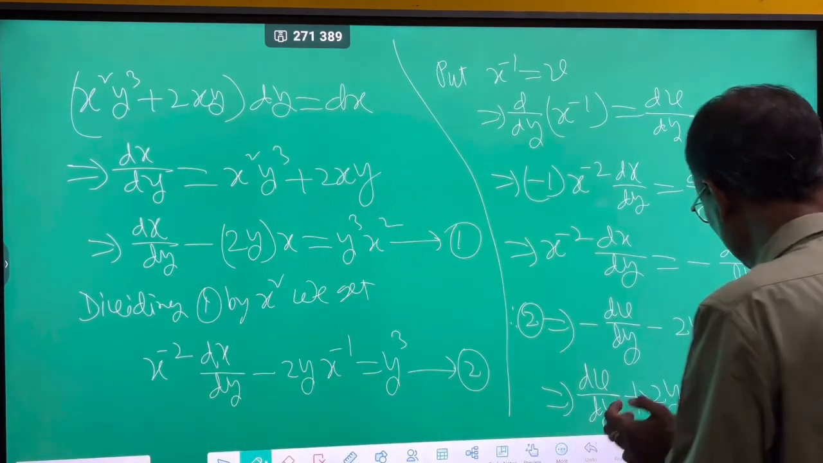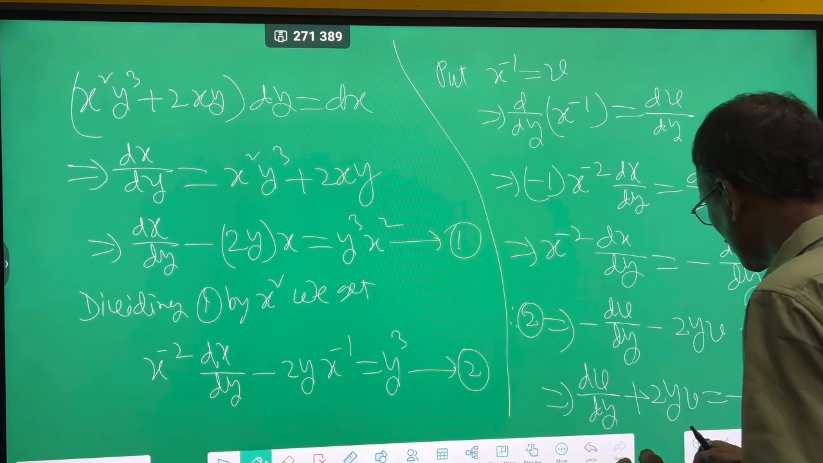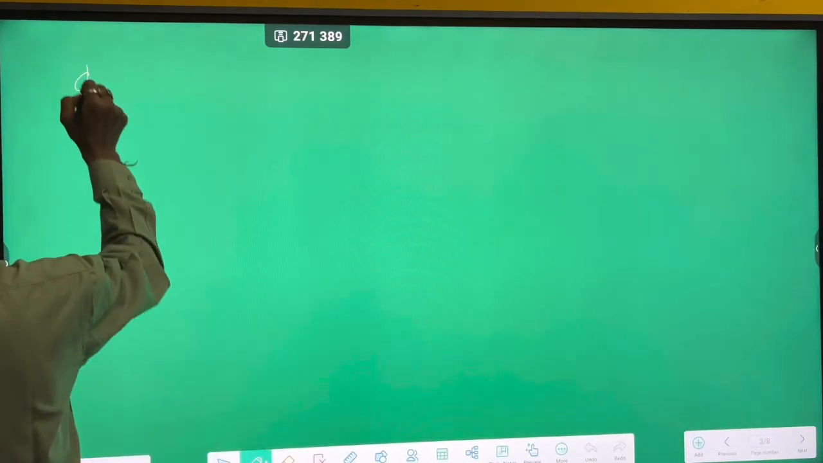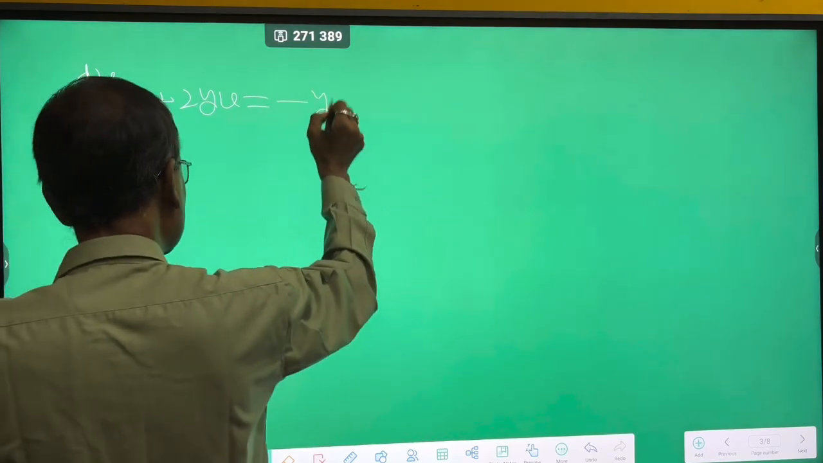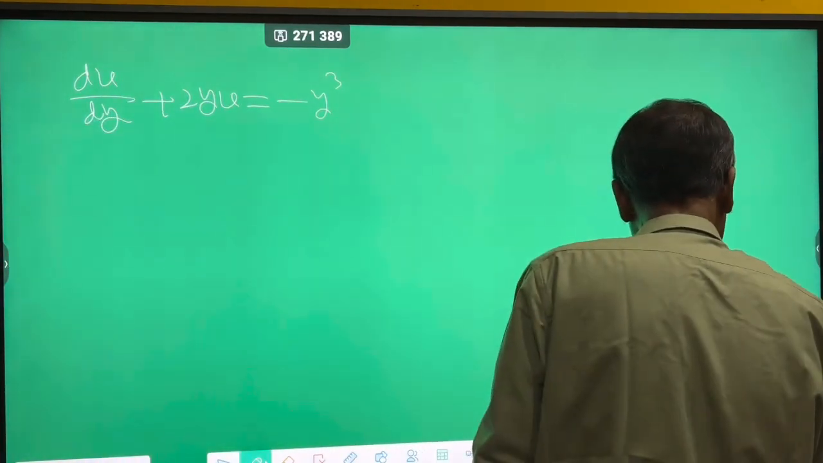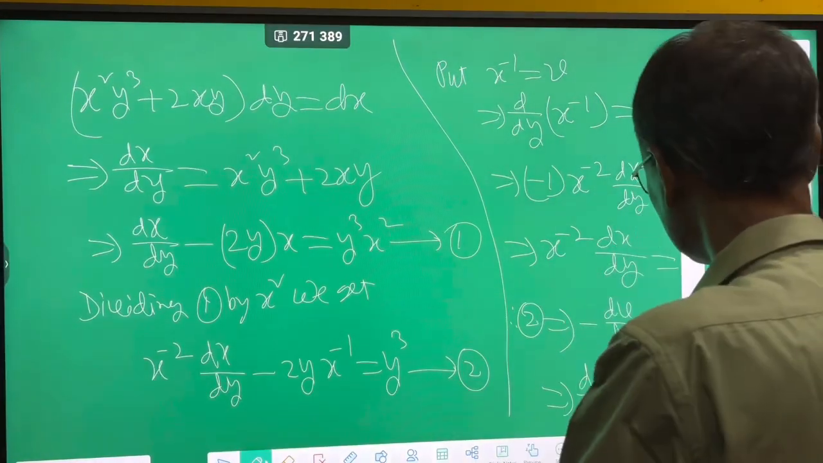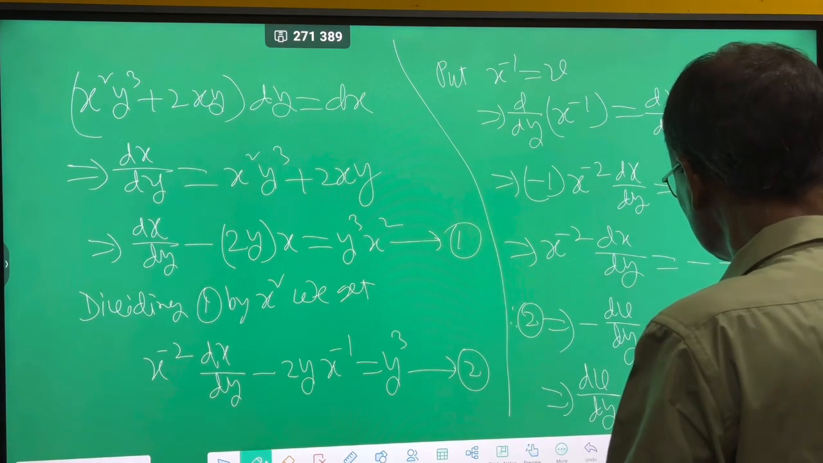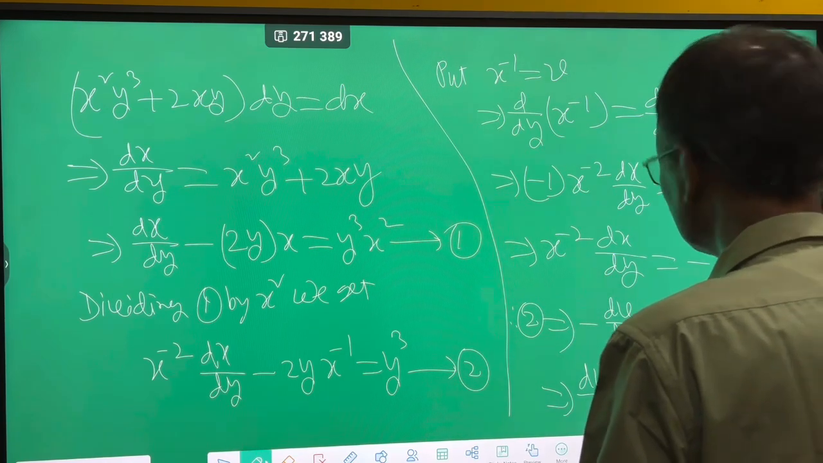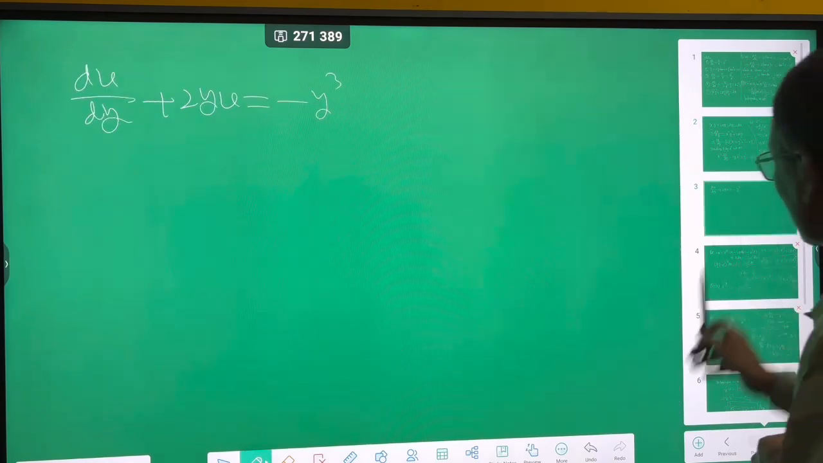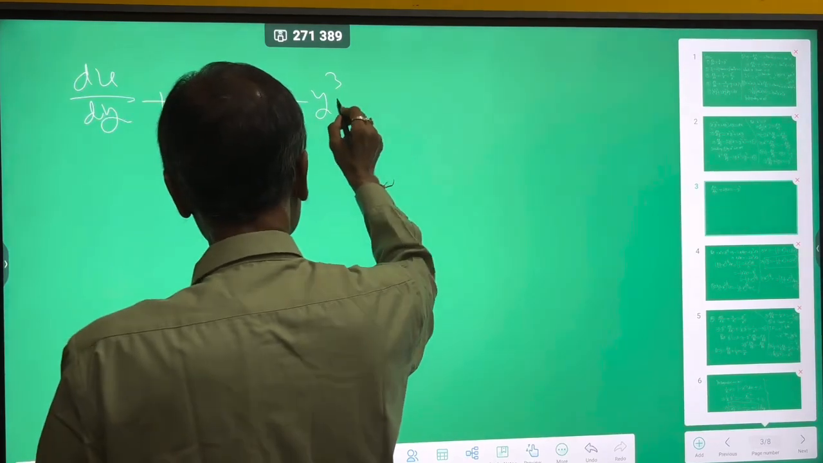dv by dy plus twice yv equal to minus y cube. Let me write in the next page. dv by dy plus twice yv equal to minus y cube. Now, it is linear in v.